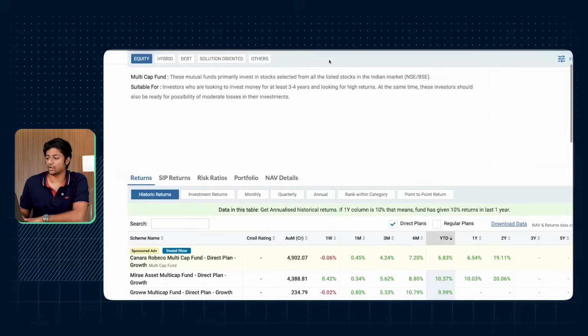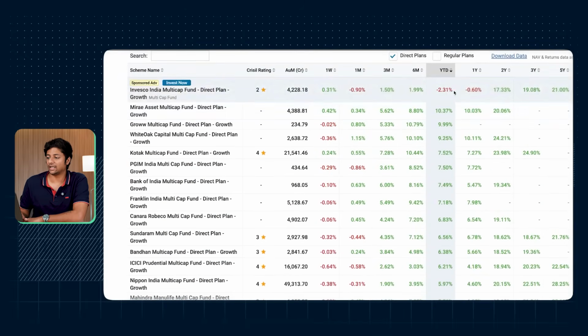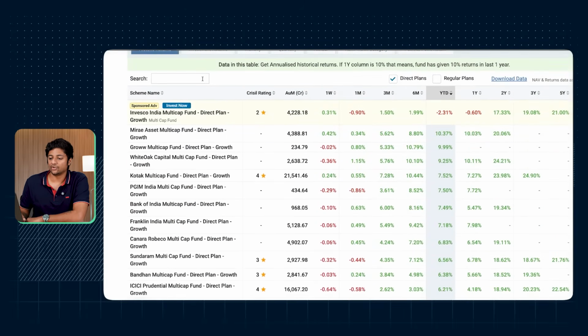Let's go to moneycontrol.com. Let's put direct plans and let's see how the year-to-date performance has come in. So here you will see 2 to 3 interesting companies in multi-cap, and you can see that a lot of different companies have started coming into this space, right?